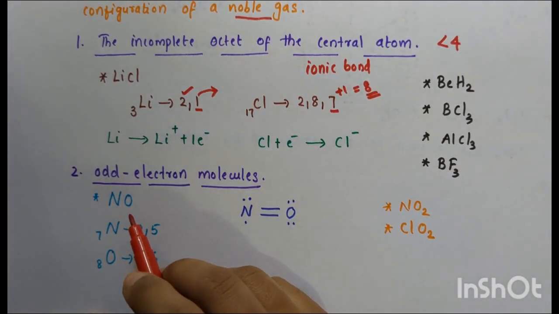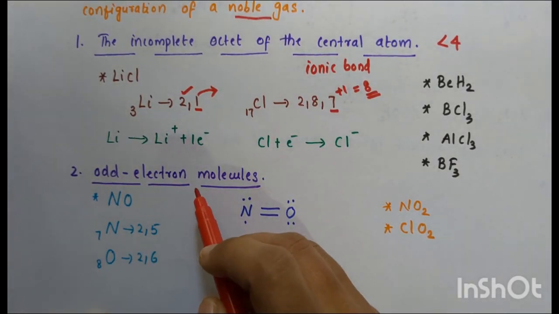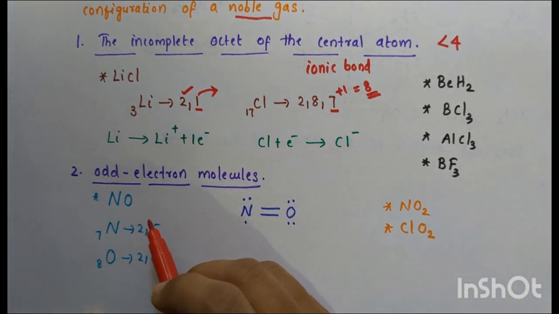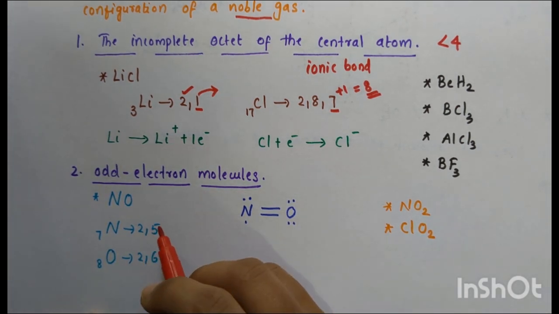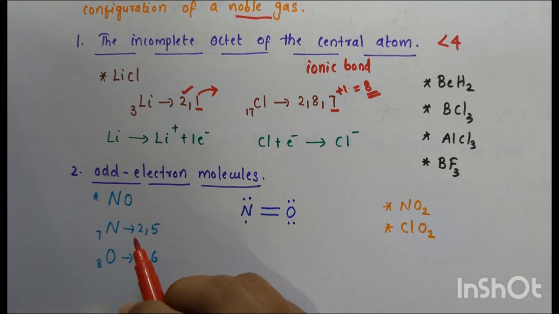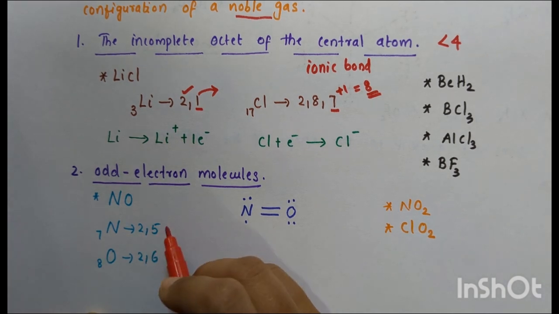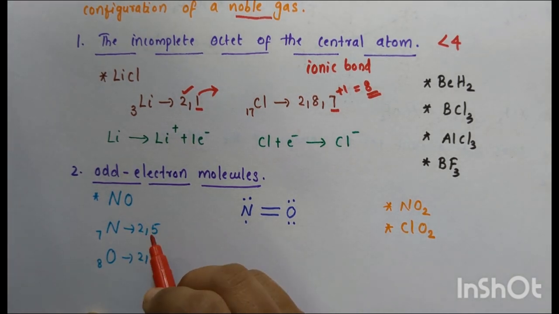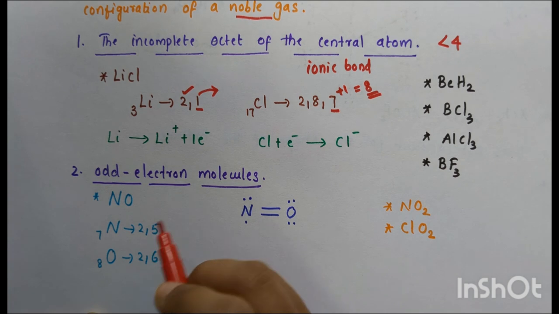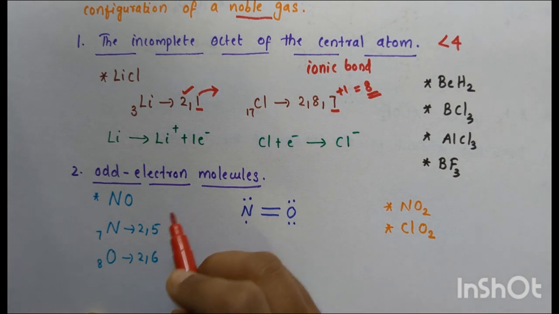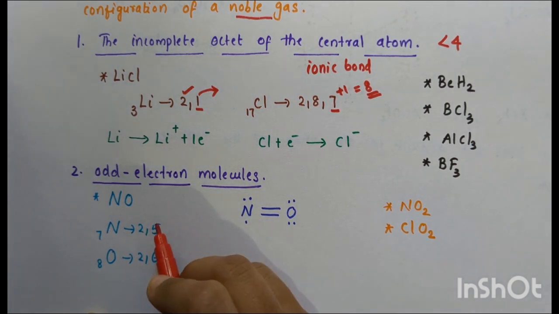Now, the second limitation is odd electron molecules. The octet rule states that atoms prefer to have 8 electrons in their valence shell to achieve stability. However, one limitation of the octet rule arises with molecules that contain an odd number of electrons. In these cases, it is impossible for atoms to achieve an octet, and that leads to the formation of an odd electron molecule or a free radical.